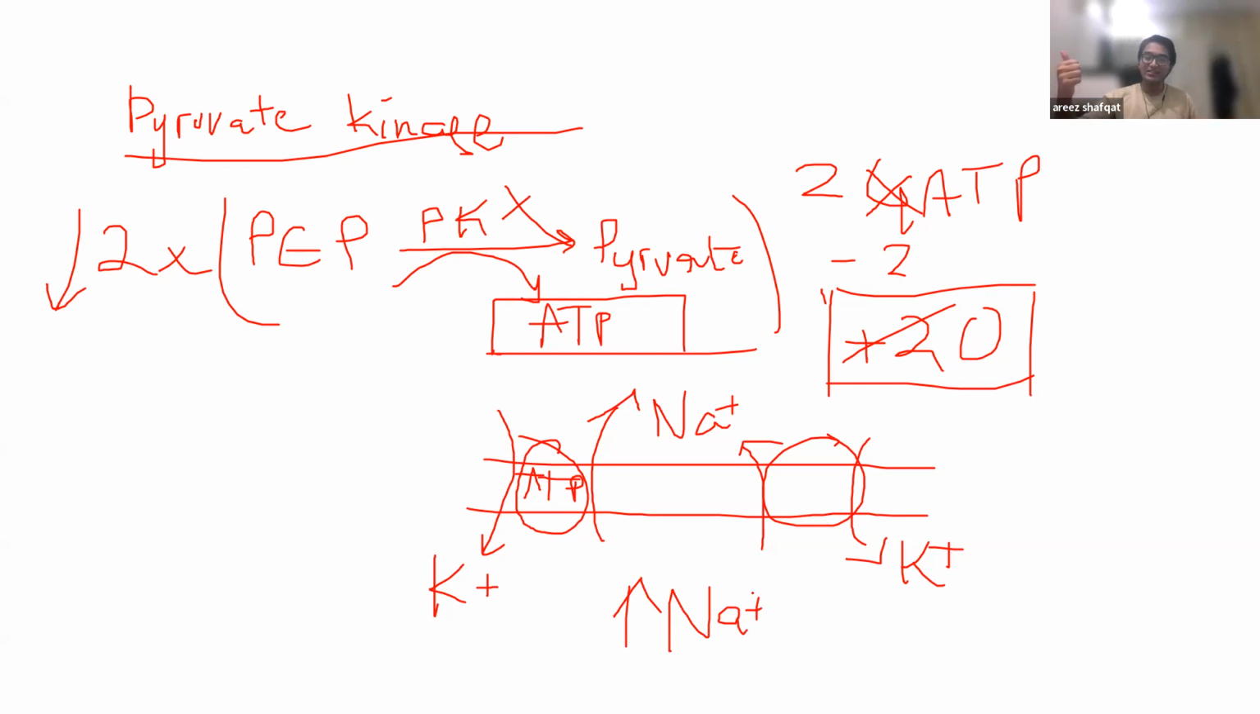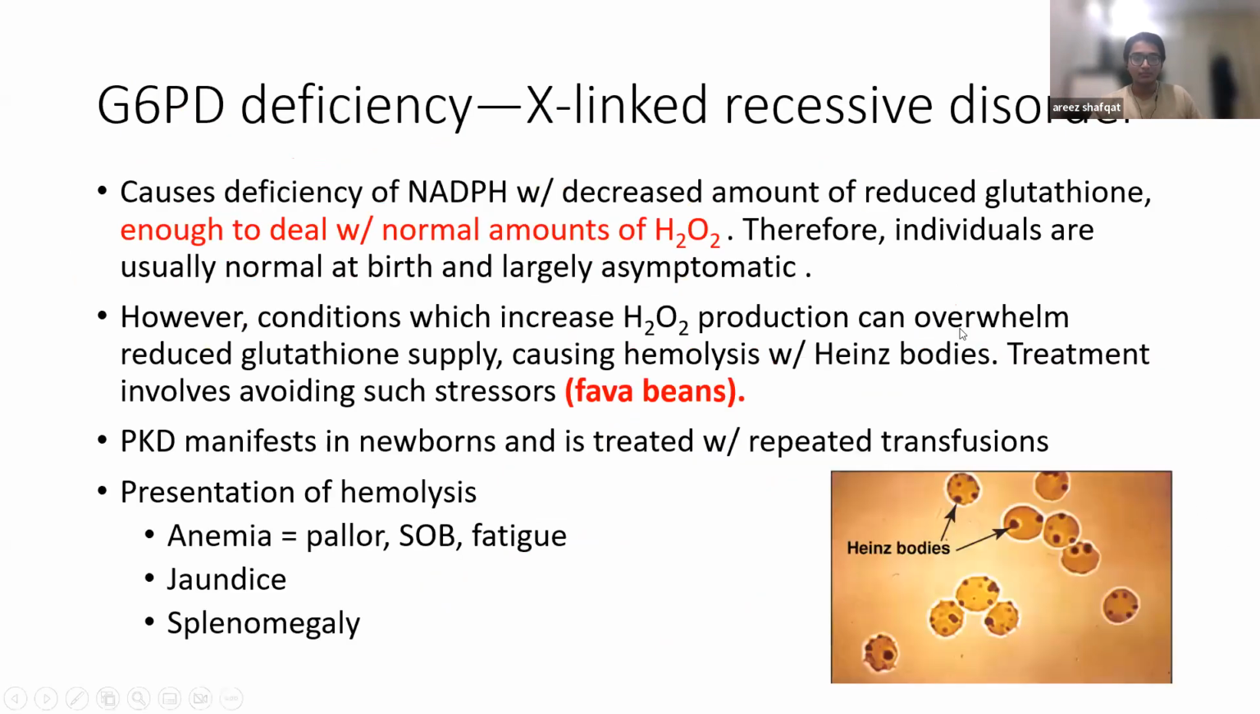So pyruvate kinase deficiency and G6PD deficiency, they both give you hemolytic anemia, but the mechanism is completely different. In G6PD deficiency it is because of hydrogen peroxide. In pyruvate kinase deficiency it is because of lack of ATP. Does that make sense? All right, excellent.